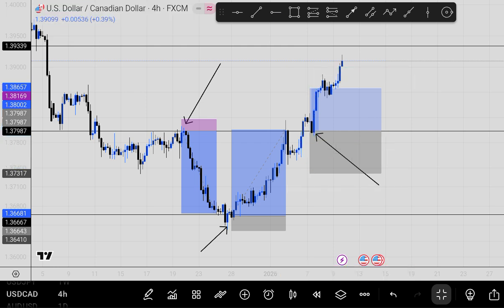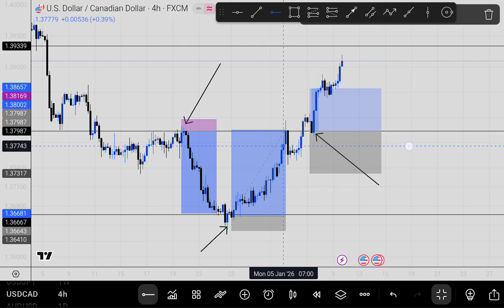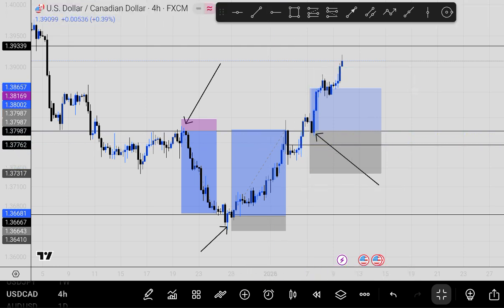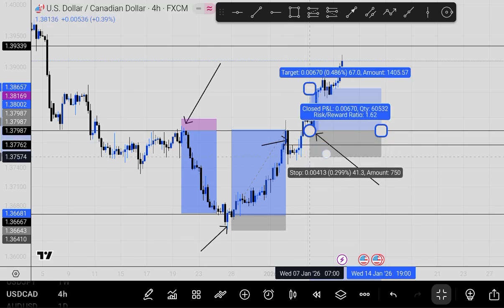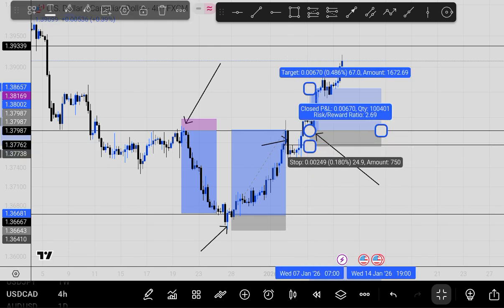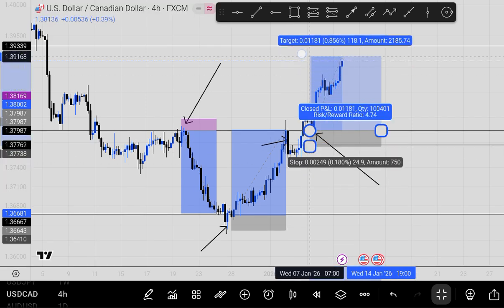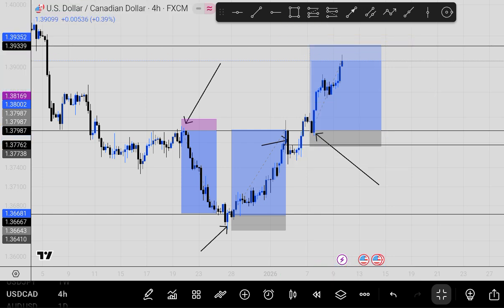So my stop loss will be in this particular candlestick, this candlestick here that got rejected and take me out. My stop loss will be there, and I'm going to trade to this next zone here.